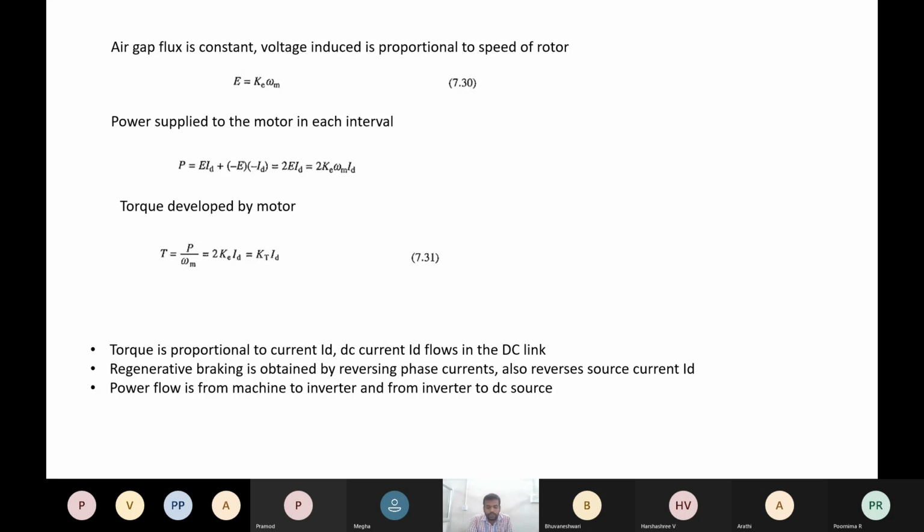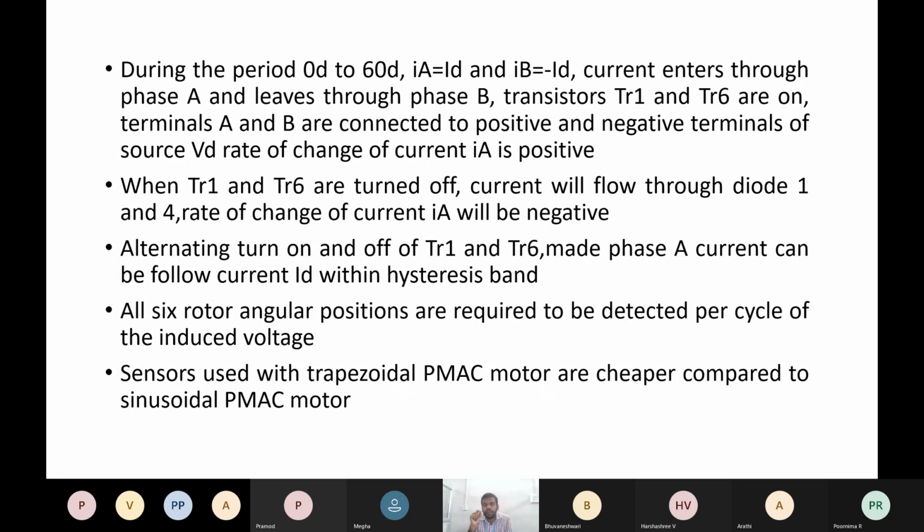The voltage, okay, and the next thing is the regenerative braking operation, the direction reverses. So during the period of 0 degree to 60 degree, this is our supply, and this is the interval that we are going to give to our firing circuits, the firing angles.